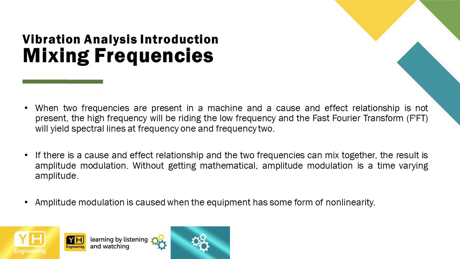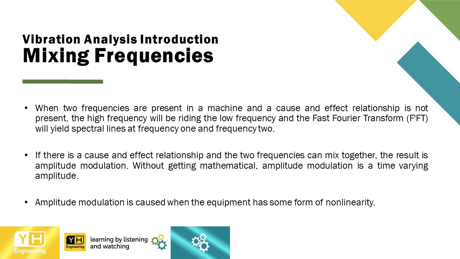Vibration Analysis Introduction: Mixing Frequencies. When two frequencies are present in a machine and a cause and effect relationship is not present, the high frequency will be riding the low frequency and the fast Fourier transform, FFT, will yield spectral lines at frequency 1 and frequency 2. If there is a cause and effect relationship, and the two frequencies can mix together, the result is amplitude modulation.